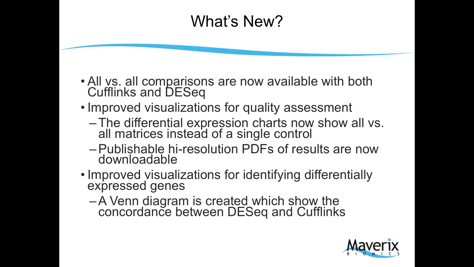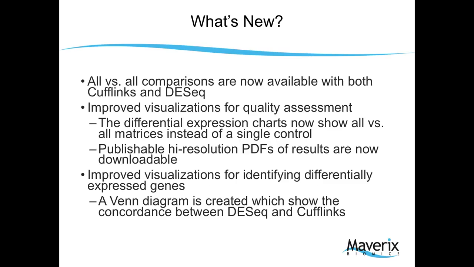When you launch your mRNA-seq analysis, you will be able to do an all versus all sample comparison with both the cufflinks and the DE-seq pipeline automatically. You will see improved visualizations for the quality assessment. The differential expression charts will also show the all versus all matrices instead of just against the single control.